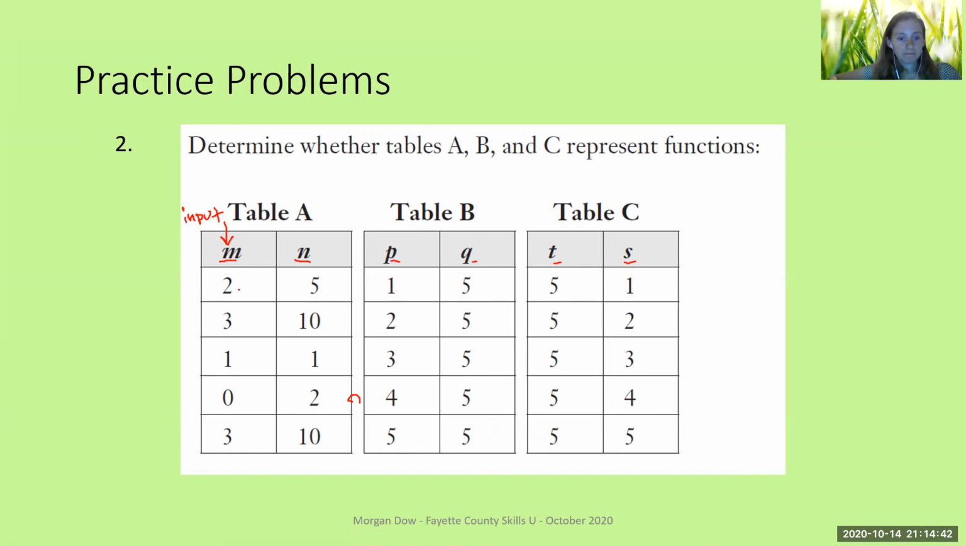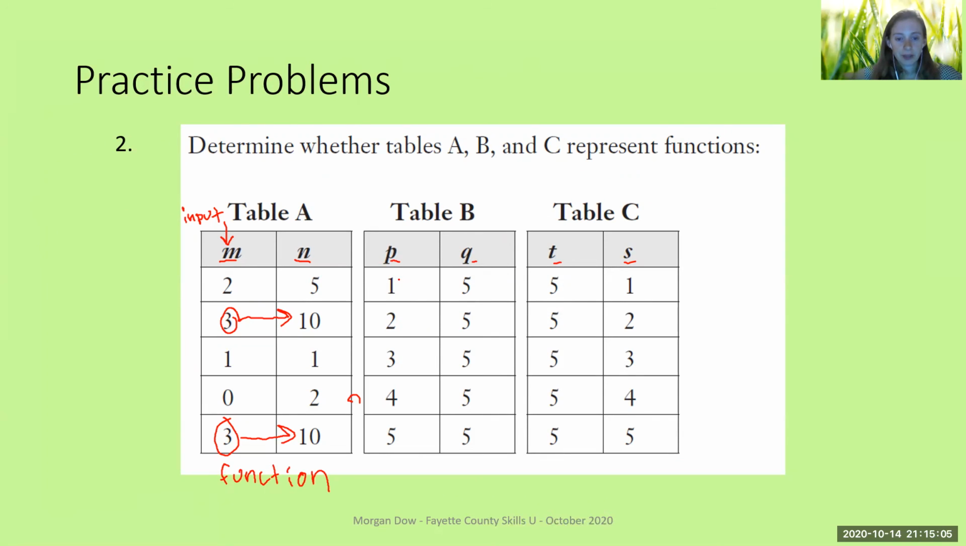So looking at table A, that looks like a function to me. The only thing that I would double check is this 3 that shows up twice, but both times it's giving the same output. So that is fine. That means this is a function.